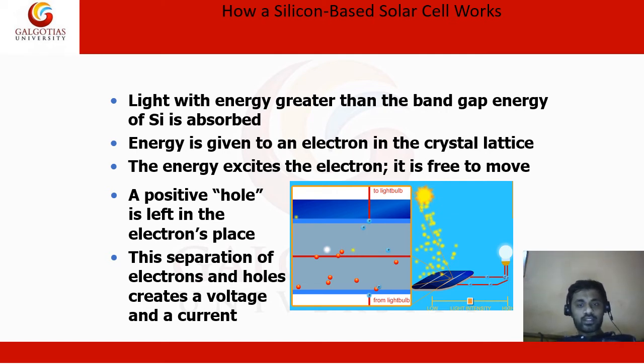Light with energy greater than the band gap energy of silicon will be absorbed, and that energy will be given to an electron in the crystal lattice. The energy excites the electron, and it is free to move. A positive hole is left in the electron's place. This separation of electrons and holes will create a voltage and a current known as photocurrent.